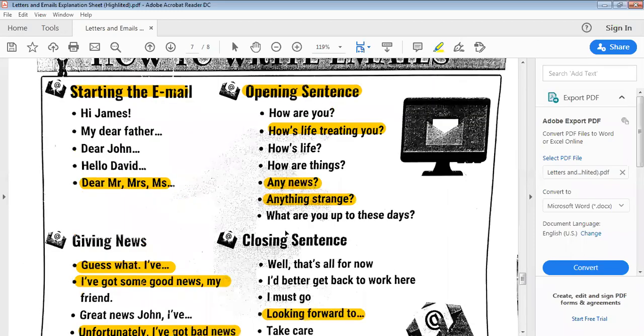Okay, so as we said, letters and emails are practically the same. Okay, however, an email is sent electronically. But when it comes to writing, you're going to find that they are almost the same. Okay, whether it is a formal one or an informal one. Okay, the same rules apply.